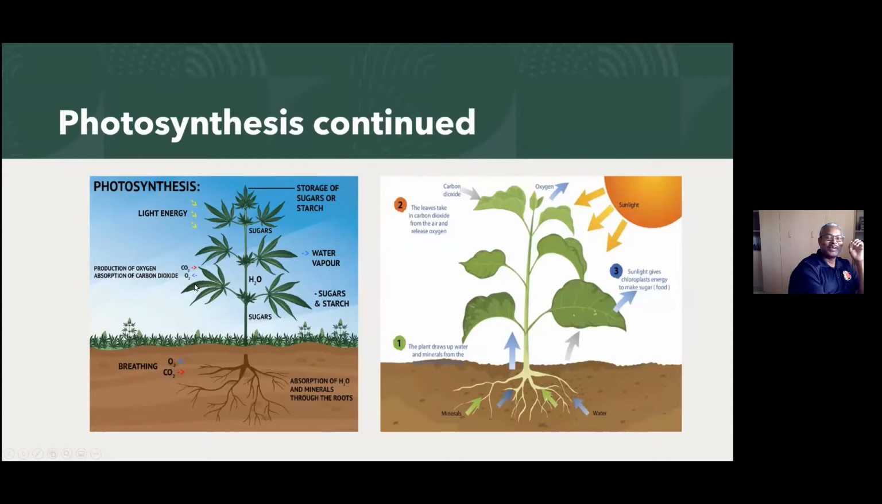Here is another couple of illustrations of photosynthesis. I added these extra examples so that you can get a different way of showing basically the same thing. You have light coming in, carbon dioxide, CO2 going in, and out comes water vapor, and sugar goes to the leaves and the stem.